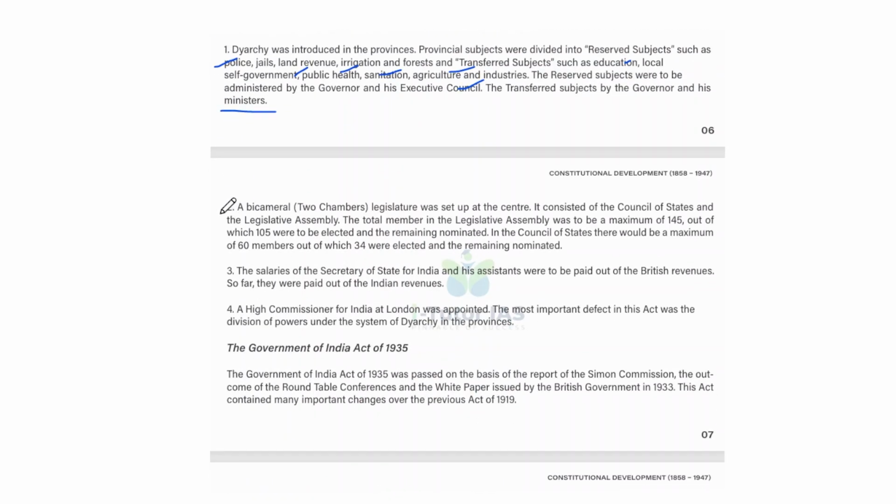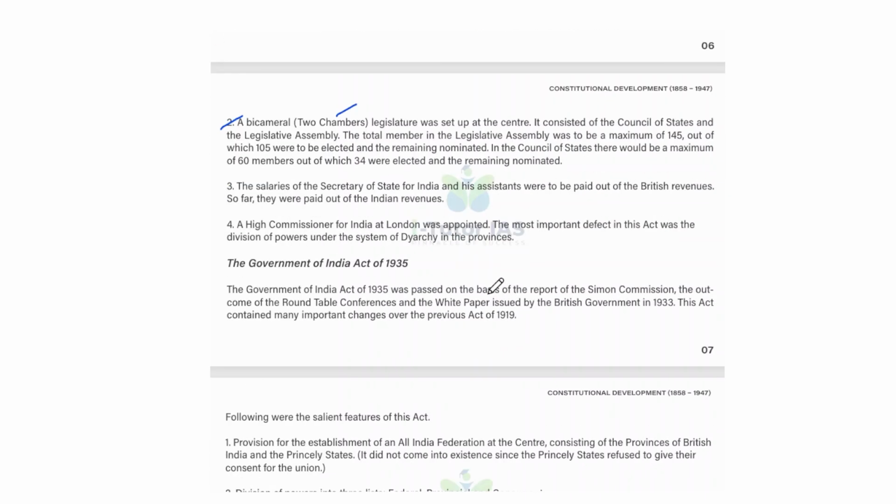And next, a bicameral, that is two-chamber, legislature was set up at the center, and it consisted of the Council of State and the Legislative Assembly. The total membership of the Legislative Assembly was to be a maximum of 145, out of which 105 were to be elected and the remaining nominated.